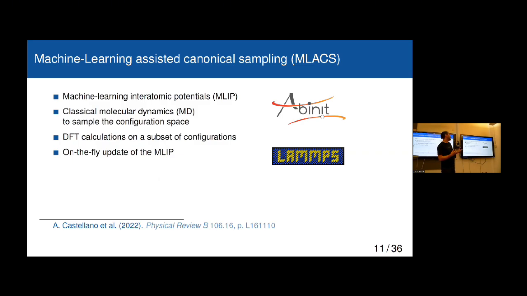We use machine learning interatomic potential, so MLIP, to do classical molecular dynamics, as well as DFT. So basically, we'll do a DFT calculation and then let the system evolve through MLIP. So we fit the potential. We let the system evolve for 100 or 500 MD steps, and then we redo another DFT calculation and we update the MLIP on the fly. So we're using Abinit for the DFT part and LAMMPS for the MD.